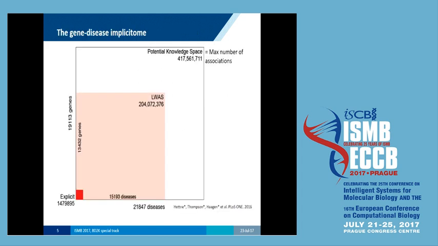Now, how much knowledge do we actually capture with this method? If you see this small red square here, this is the explicit knowledge that we capture. These are all the co-occurrence pairs of the gene disease associations that we find in the literature, and it's about 1.5 million. And we capture around 204 million concept pairs, exposing these associations to our method. But you can see that the potential knowledge space is more than double.